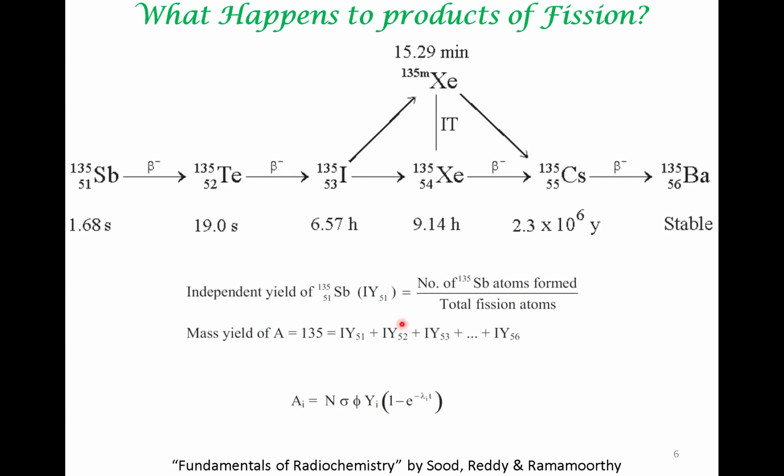So how do you do this? Experimentally, you document the activity of that particular species. This is the total number of target atoms. This is the cross section. This is the neutron flux. These have been defined in previous lectures. This is the decay constant for that particular radioactive species. So if you can document the activity of a particular species, you can get to the yield. From that, you can figure out these quantities.